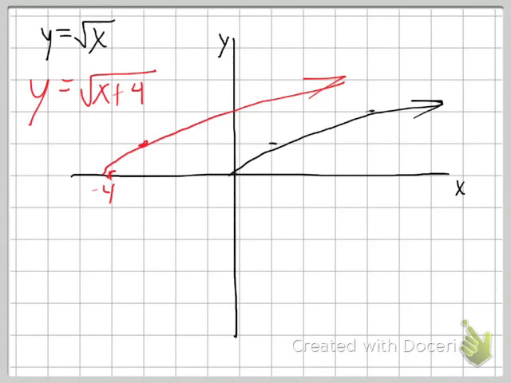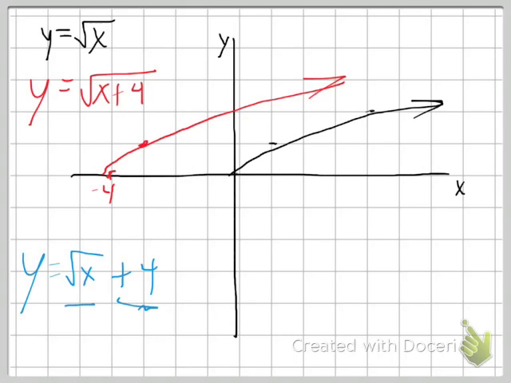Let me grab another color here. What about y equals the square root of x plus 4, where the plus 4 is now on the outside of the radical? This means I'm taking my original function, my original y values, and adding 4 to them. And so what that means is I should expect the black basic function to shift up 4 places.